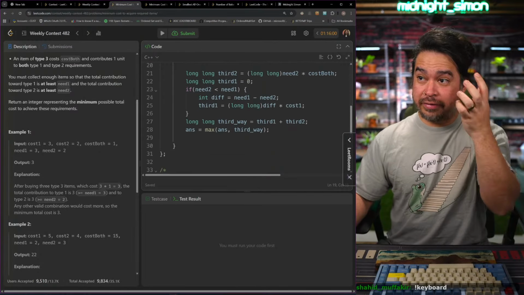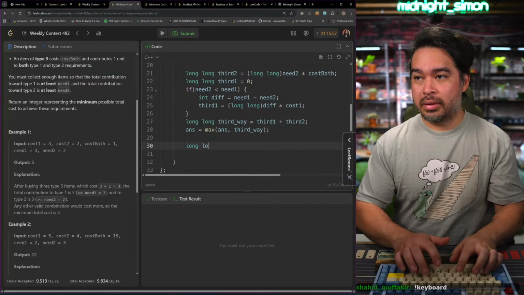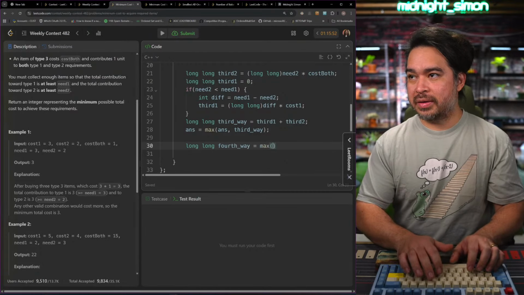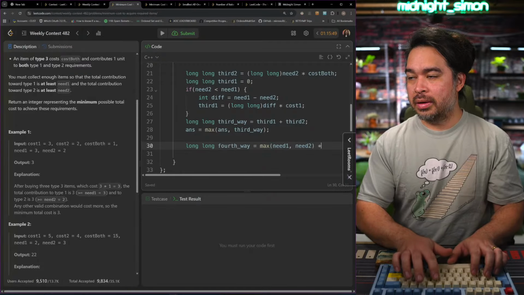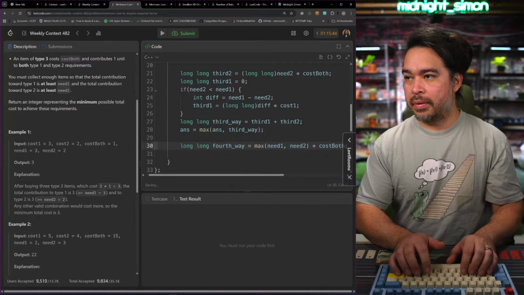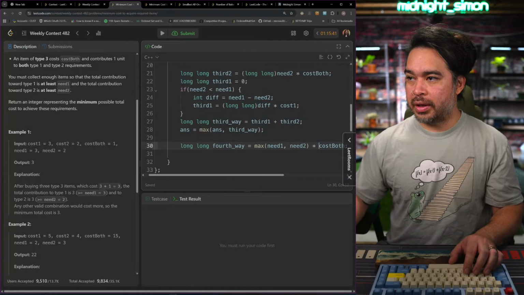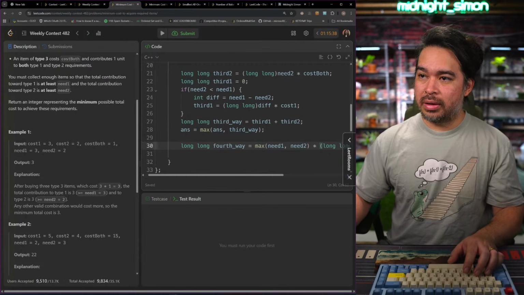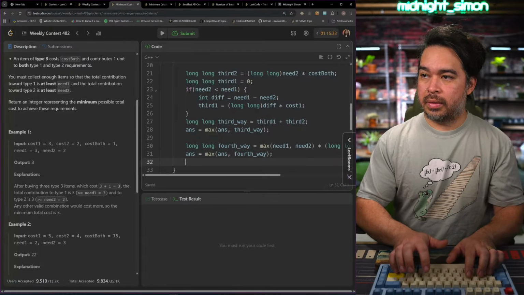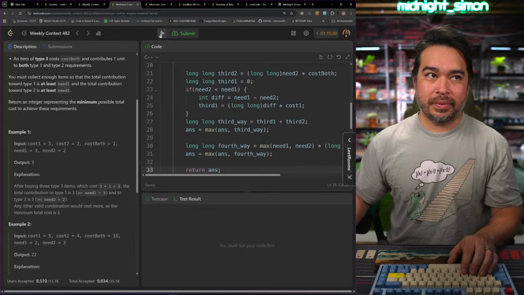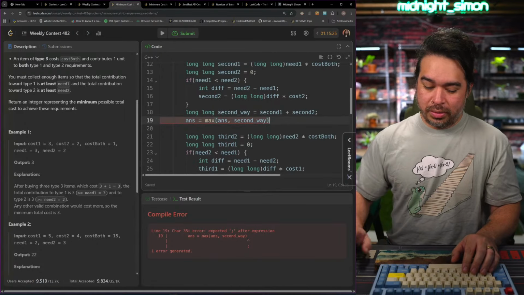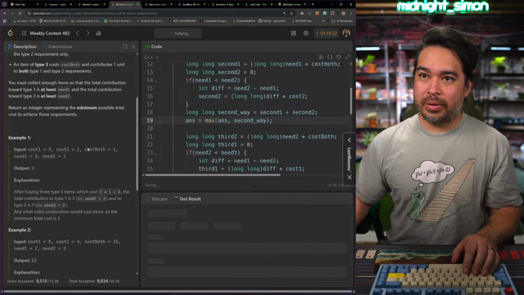Alright, so the fourth way is just the max of the need times cost both, right? And maybe I cast 1 to long, and then I hope this works, man. Otherwise, I'd have coded up some junk. Who knows what the hell I was thinking when I wrote this.